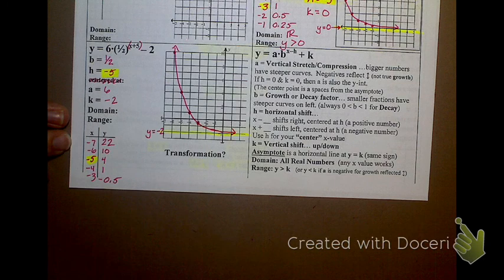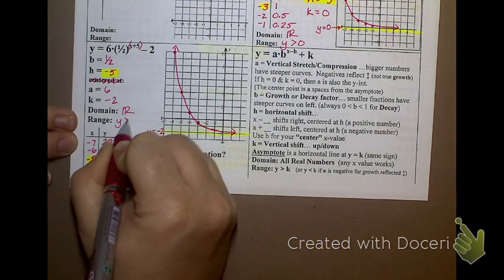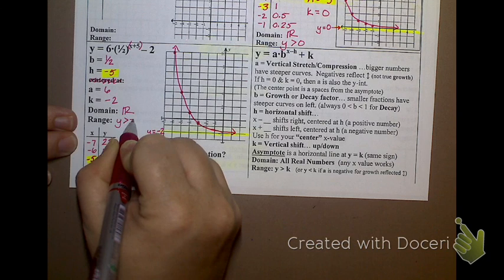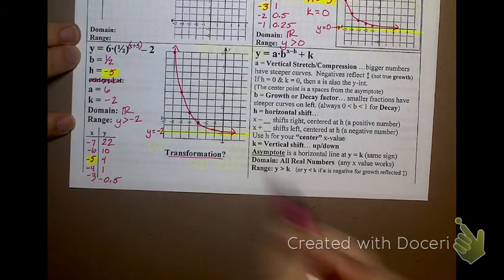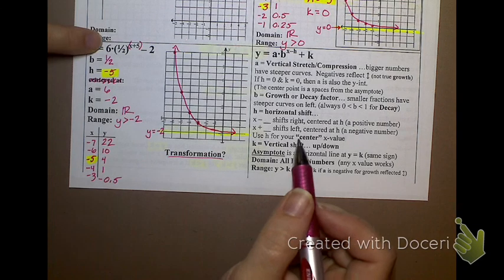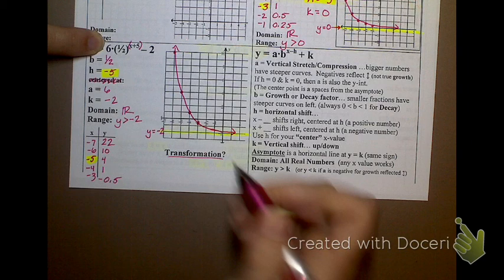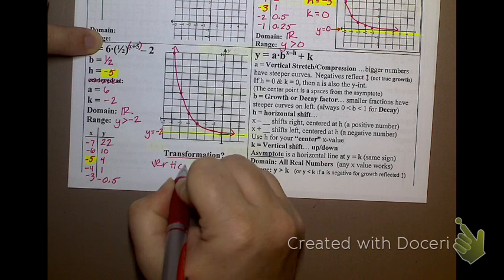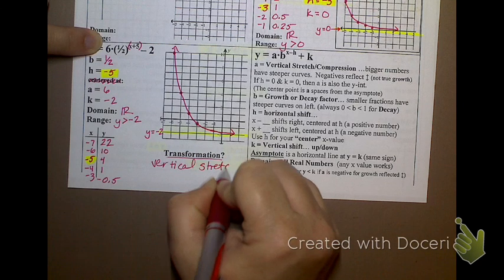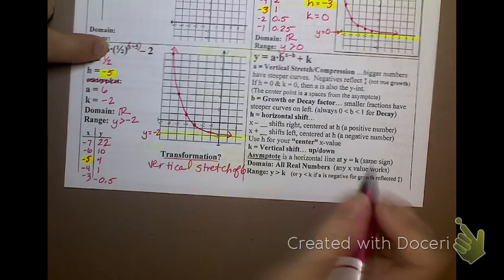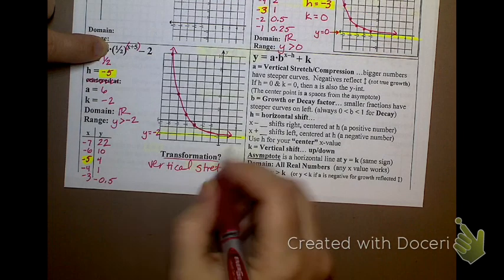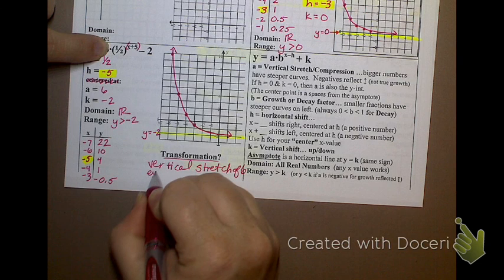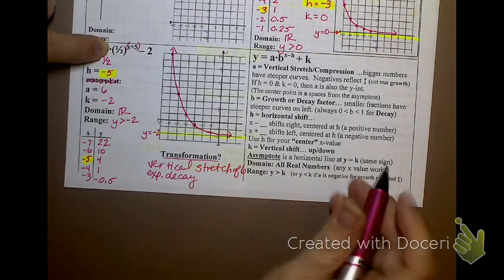So let's talk about this domain and range. What's my domain? All real numbers. What's my range? Y is greater than negative 2. And when she asks about the transformation, let's talk about that for a minute. A is 6. What does that mean? I have a what? Vertical stretch of 6. I have exponential decay because of what my B value is.